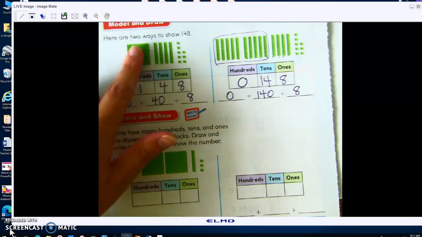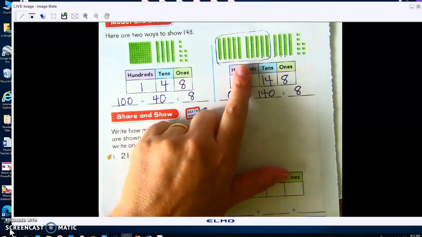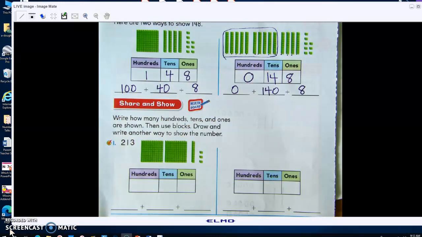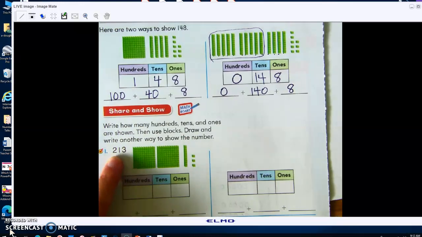I can do it with hundreds, tens, and ones, or I can break apart the 100 and do just tens and ones. So that's what we're going to do. We're going to take the normal way, and then we're going to break up the hundreds into tens. We're going to do that a lot with several of them. You could also, when you have multiple hundreds, keep one of the hundreds, which is what we're about to do here in a second. Okay, so I have the number 213.